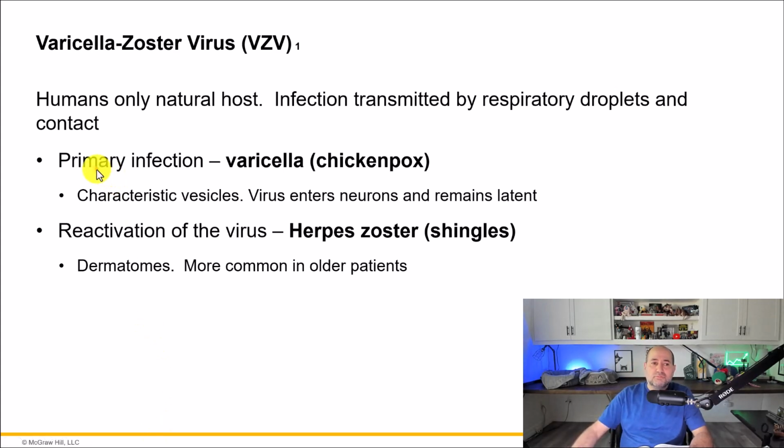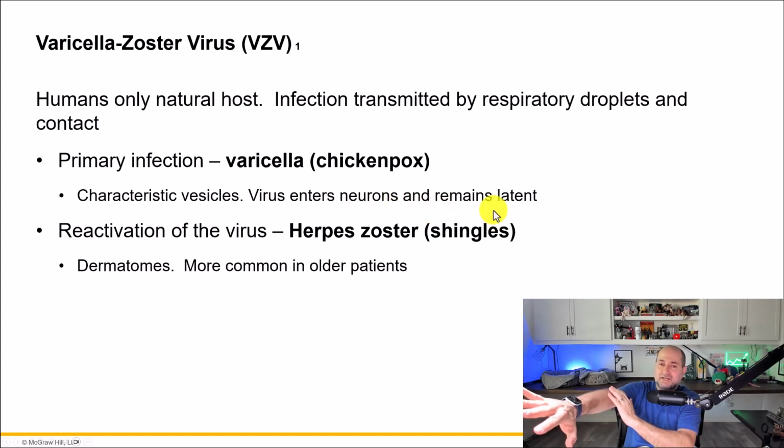When the primary infection, when you're first exposed to this virus, you get what's called varicella or chickenpox. In fact, I had chickenpox when I was a little kid because I was born before the vaccine was even developed for chickenpox. So I still remember being covered with these little tiny pox with these characteristic vesicles. The virus enters neurons and then remains latent.